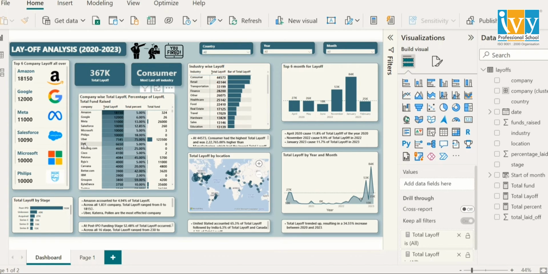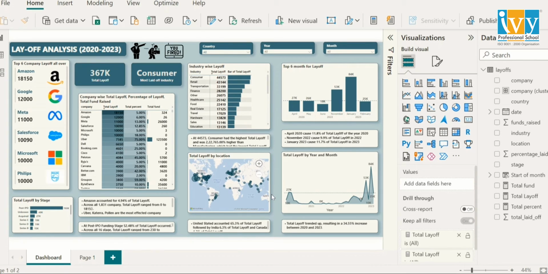Amazon, Google, Meta, Salesforce, and Microsoft are among the topmost companies which had the most layoffs. And here you can see Uber is among the highest fund-raised companies, but it also laid off 75% of its employees. This is the industry-wise total layoff. Consumer, retail, and transportation are the most affected industries.